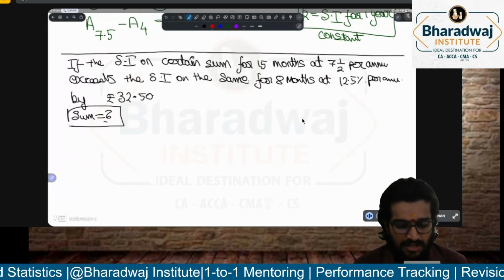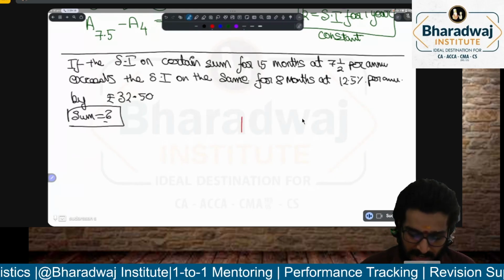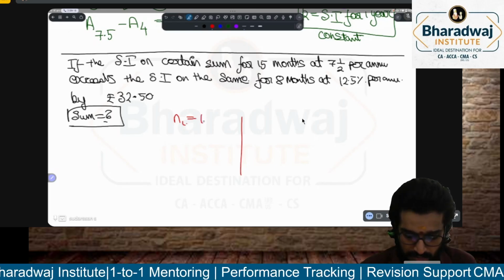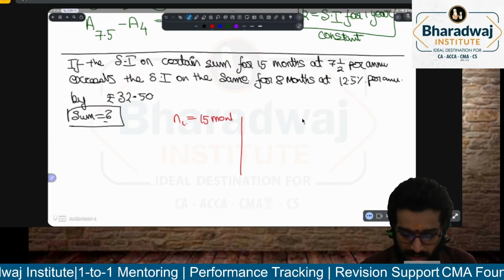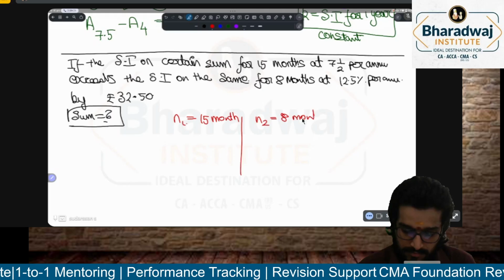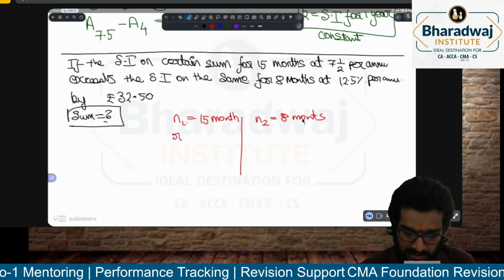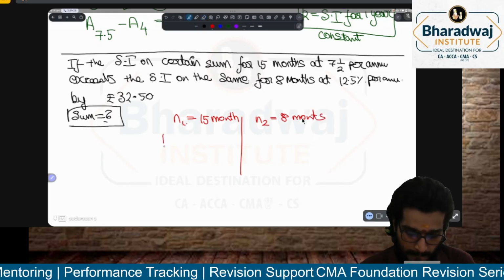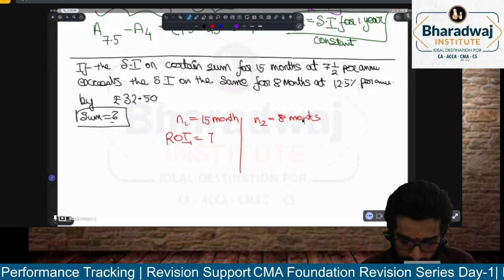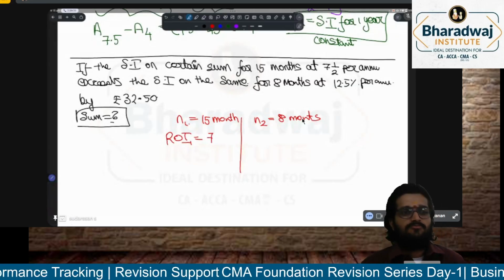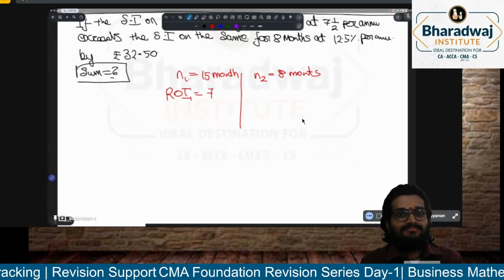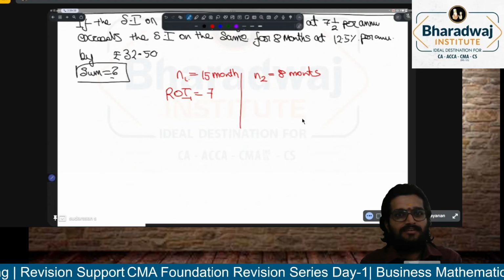Now, the simple interest on the sum for 15 months. So we will be having 2 time periods, 15 months and 8 months. What is the rate of interest? What is the rate of interest? 7.5. How will you write 7.5? Half is 0.5.